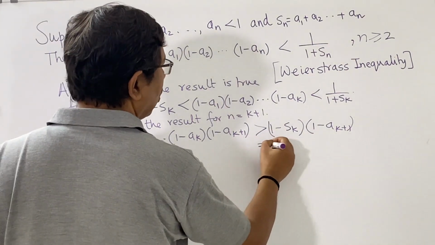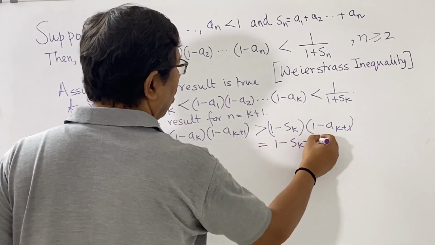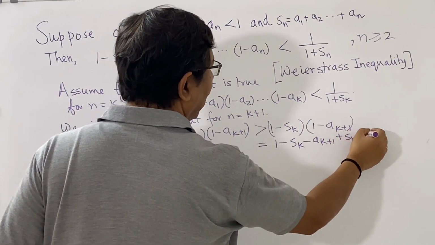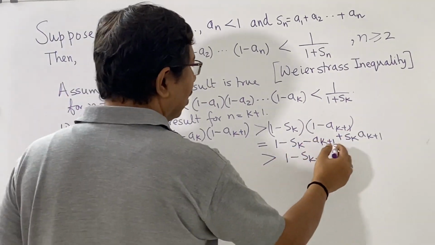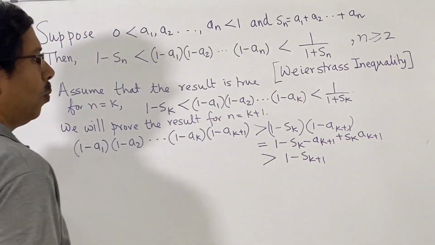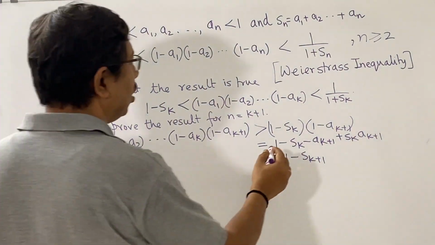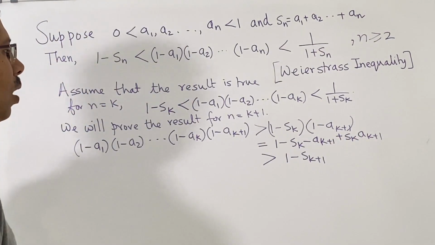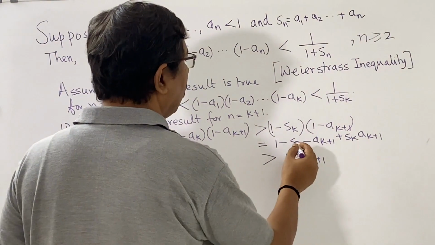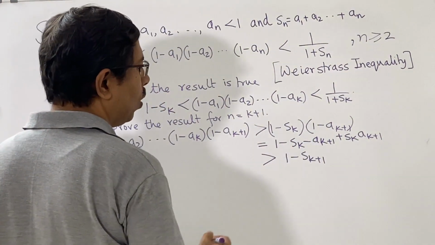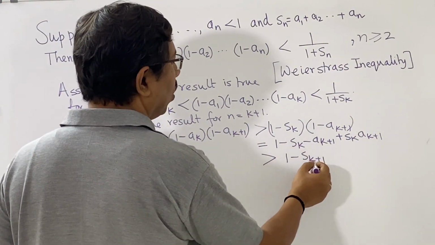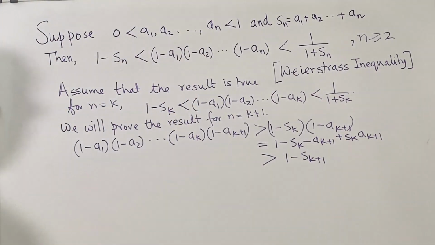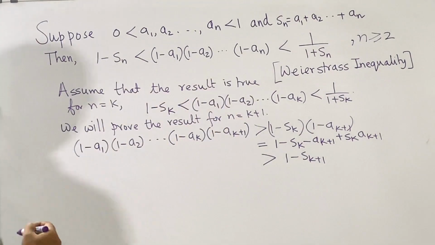Expanding this, we get 1 minus sk minus a k plus 1 plus sk into a k plus 1. Observe that sk into a k plus 1 is a positive quantity. So this quantity 1 minus sk minus a k plus 1 plus sk a k plus 1 is greater than 1 minus sk minus a k plus 1, but sk plus a k plus 1 is s k plus 1, so this is greater than 1 minus s k plus 1. So one part of the inequality is proved.